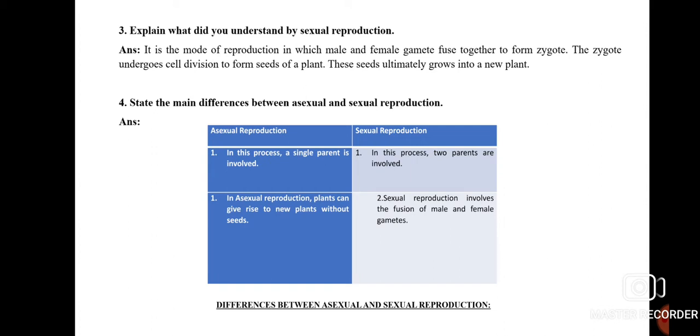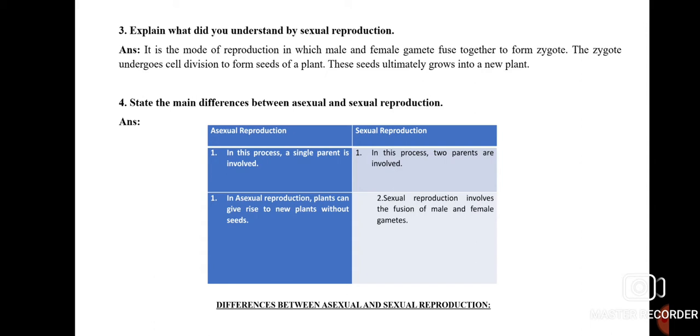Sexual reproduction is a mode of reproduction where the male and female gametes fuse together to form a zygote. Over here the reproductive cells are involved. The reproductive cells, in other terms, are known as gametes. There are two types of gamete: one is a male gamete and another one is a female gamete.